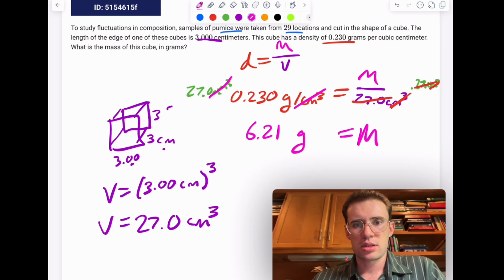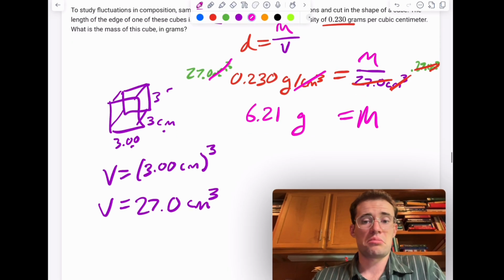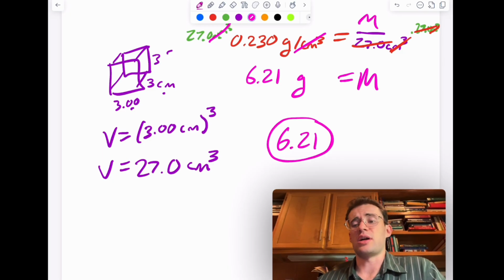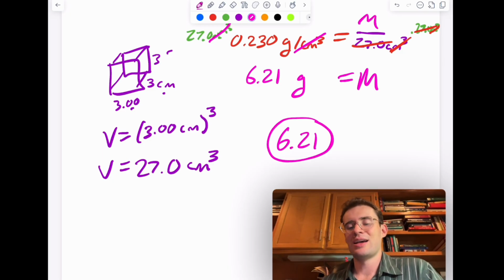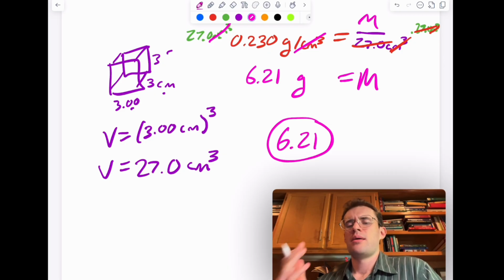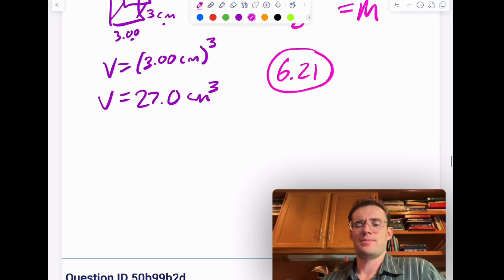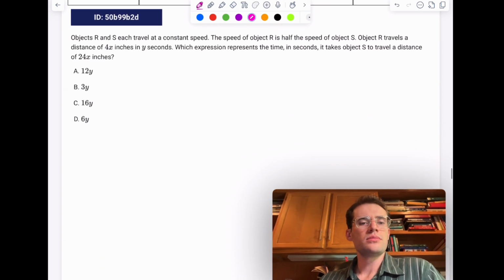What is the mass of the cube in grams? They don't say how to round it. So I would just give the exact value here, 6.21. This one, I would be very mad if someone gave this answer as a fraction, like if it was my test. I think they technically have to accept it as a fraction. Please just write it as 6.21. Or unless maybe your calculator is returning it as a fraction, but that'd be kind of silly.